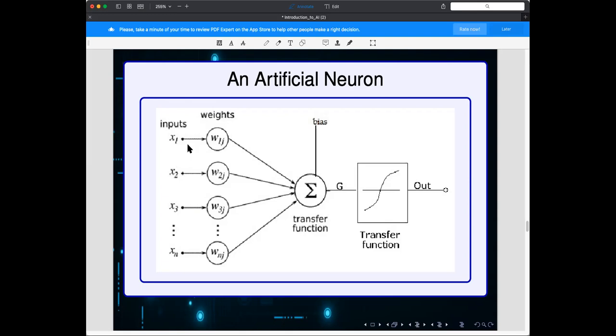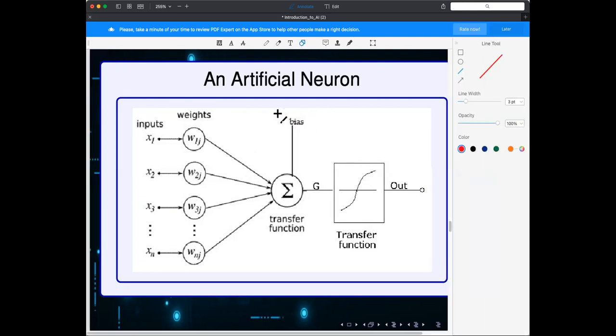As an example, let's say X1 multiplied by W1J plus X2 multiplied by W2J plus X3 multiplied by W3J, and so on and so forth. You sum them all up, plus something called the bias. That's the 1 in here. You see this? This is the bias. You sum them all up and feed them to what we call a transfer function.